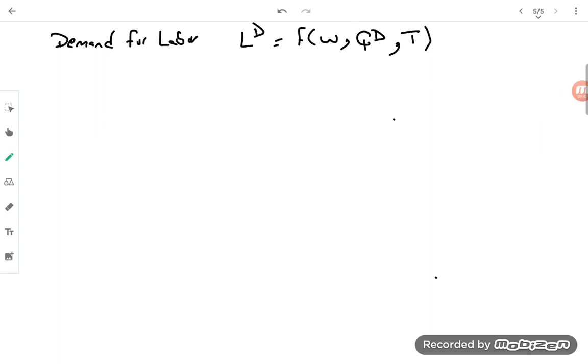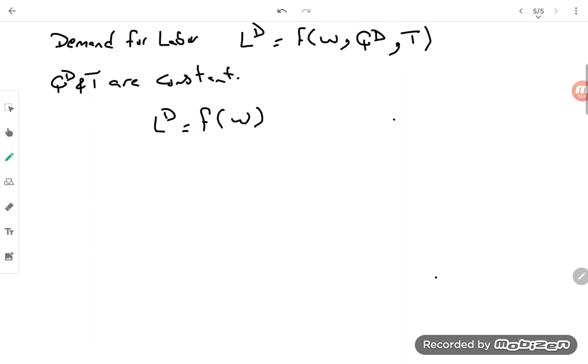So just like the law of demand, according to the law of demand, there is a negative relationship between price and the quantity demanded, ceteris paribus. So here we are going to assume that QD and T are constant. So in this case, demand for labor will be a function of price. And just like any commodity, there is a negative relationship between price and the quantity demanded. So this is the same here.